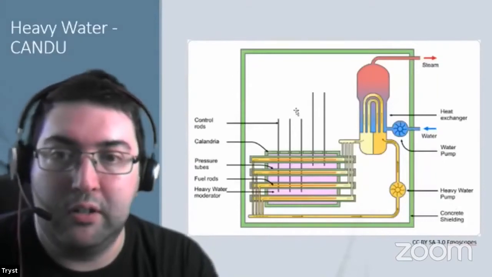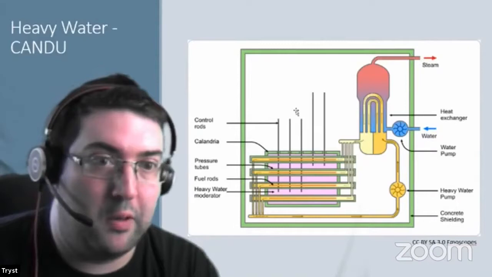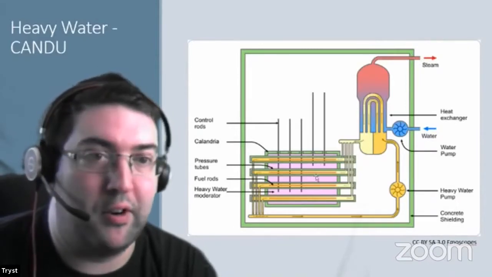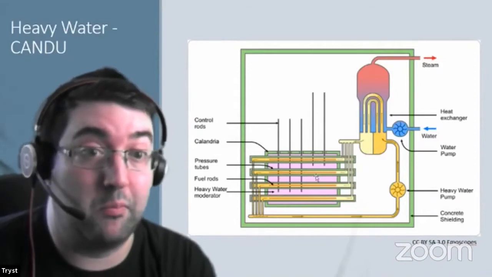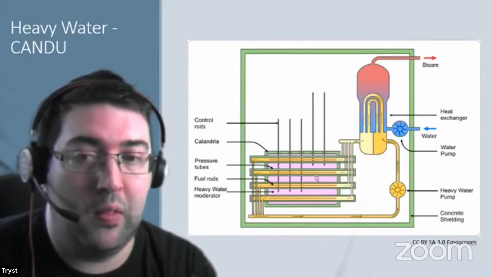And then heavy water. I mentioned how deuterium has a low capture probability. This was a Canadian design that, instead of using graphite, used heavy water in exactly the same sort of way as the graphite core in the AGR reactor.